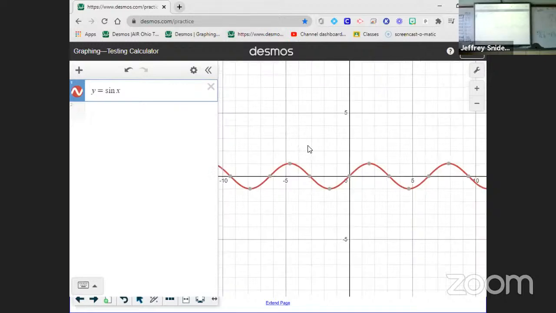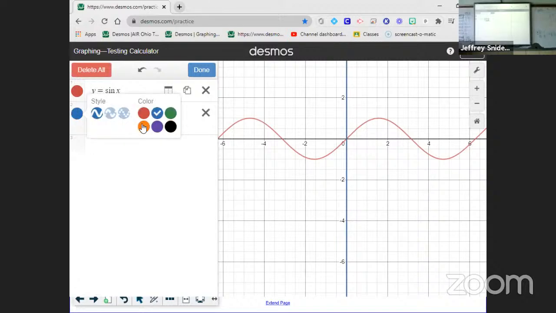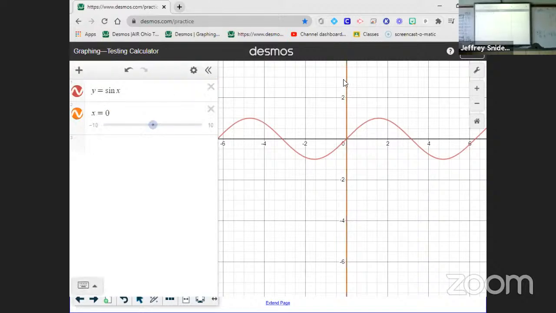Okay, so I want you to look at sine. Here's the origin. Is sine an even function? Is it symmetric to the y-axis? Here's y, x equals 0. Right there, this is the axis of symmetry. This is the y-axis. Is it symmetric? Is sine symmetric to the y-axis?